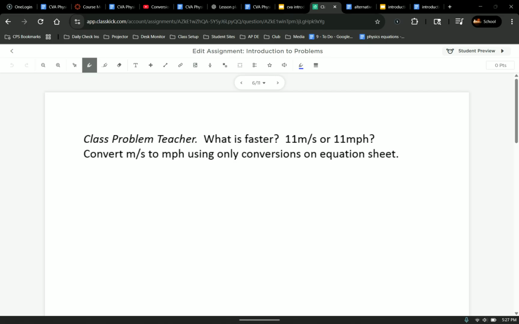And then here's one more teacher problem. This is 11 meters per second. So now the question is, well, what? I got 2 units. Should I do them separately in 2 tracks? I'd prefer you didn't.